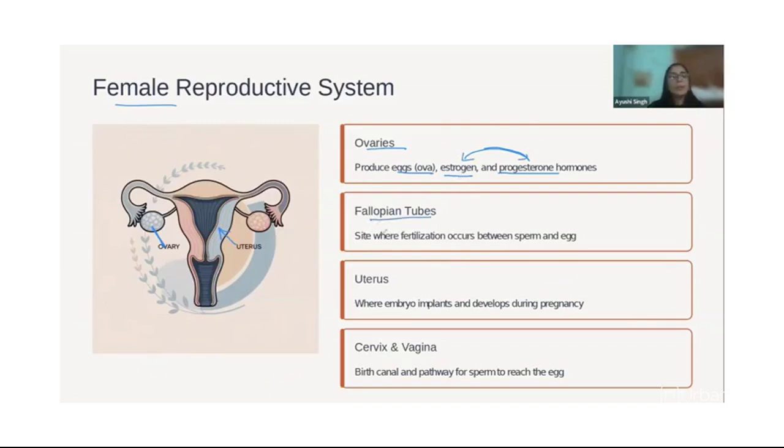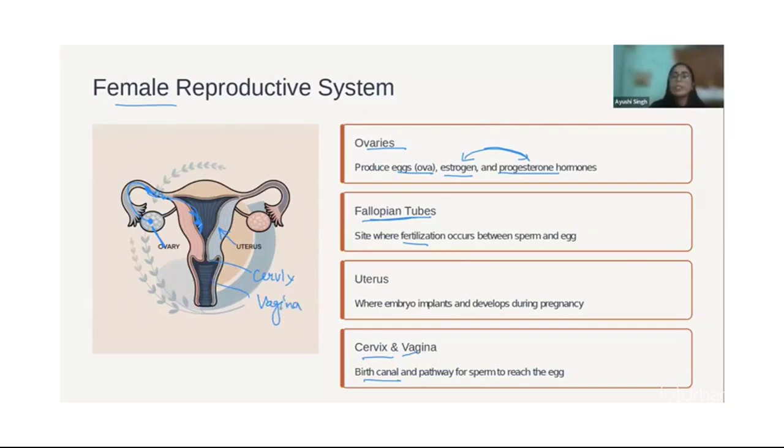Fallopian tubes are the site of fertilization. The ovary will release one egg, and it will come here and stay here. Now, if one sperm enters, it will fertilize the egg in the fallopian tube itself. Once fertilization has occurred, the implantation of the embryo will happen inside the uterus. After that, the birth canal is the cervix and vagina. So this is the cervix and this is the vagina.